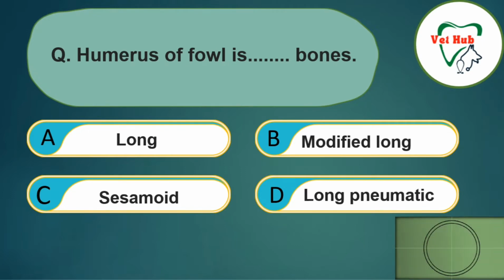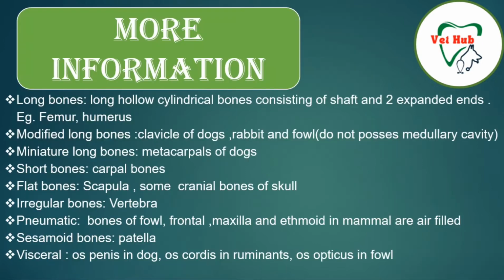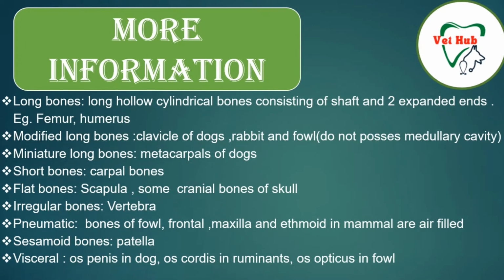And the correct answer is option D, long pneumatic. The humerus of fowl is long and pneumatic. The bones of poultry, birds are quite pneumatic in type. Here is more information about the bones.